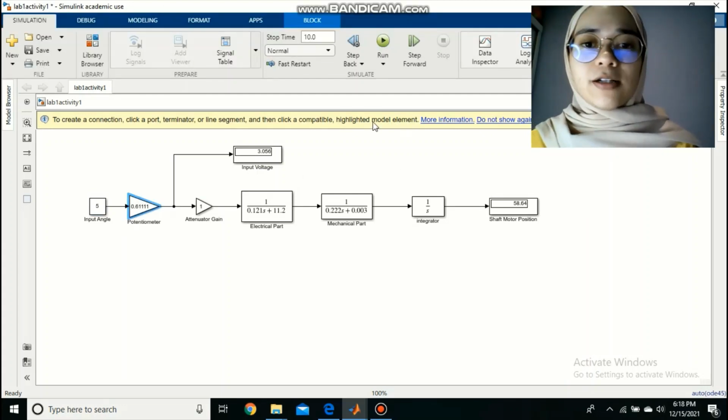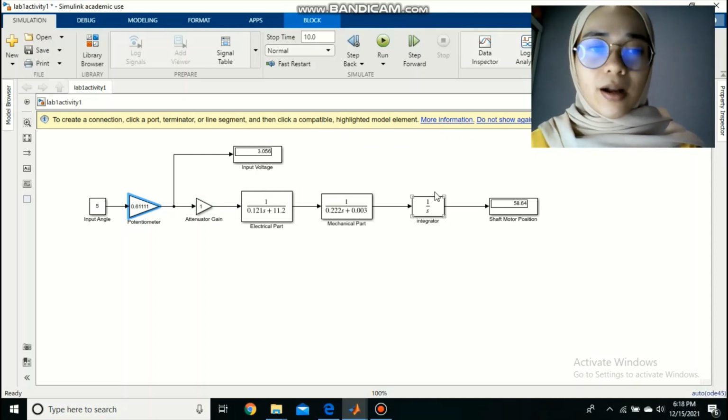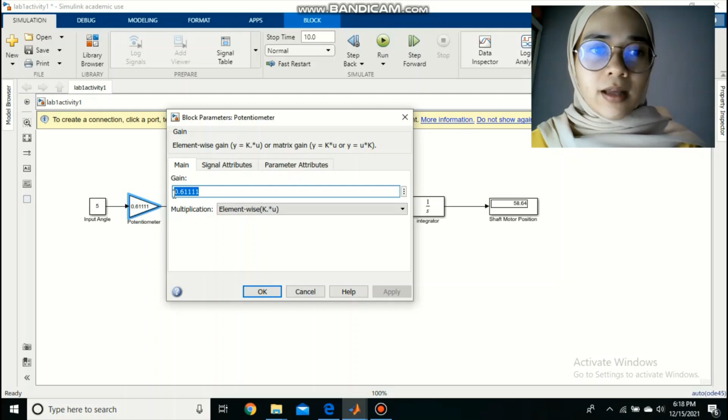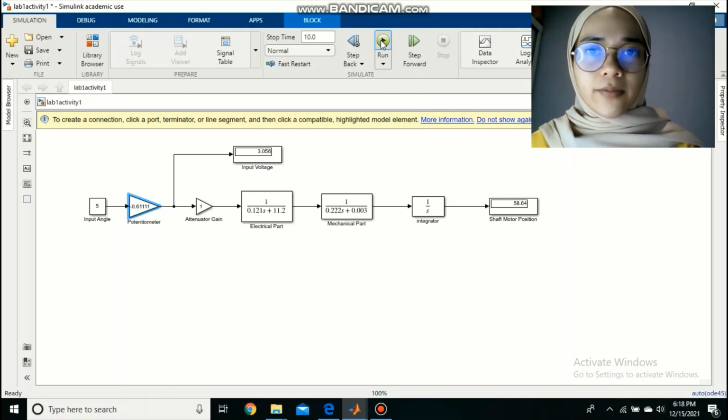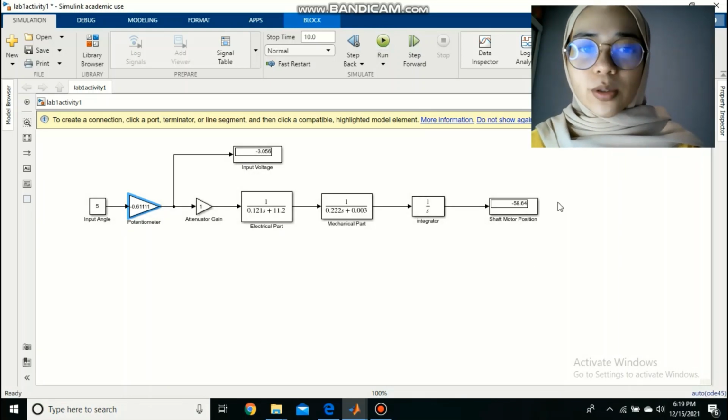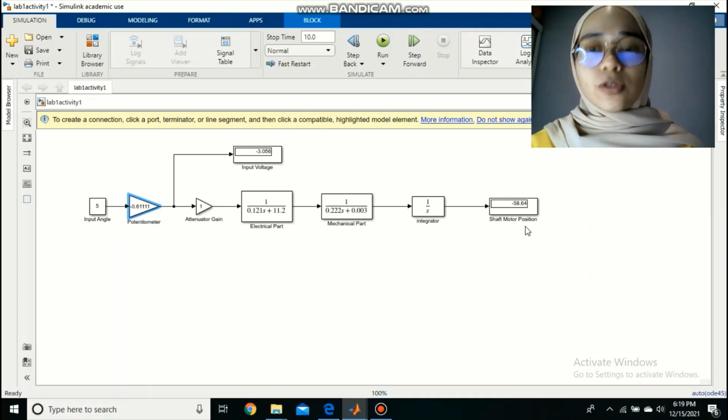To see the motor rotate anti-clockwise, we need to set our potentiometer at a negative value. Then we can see that our input voltage will also be negative and our shaft motor position will also be a negative value. So that means our motor will rotate anti-clockwise.